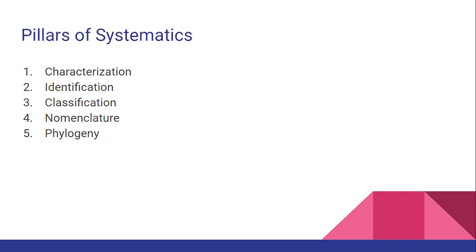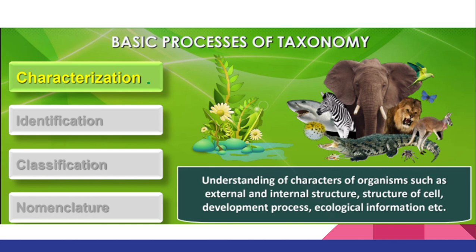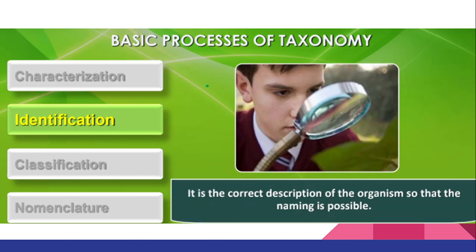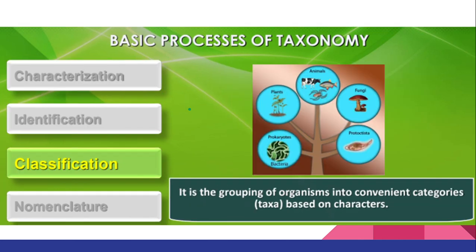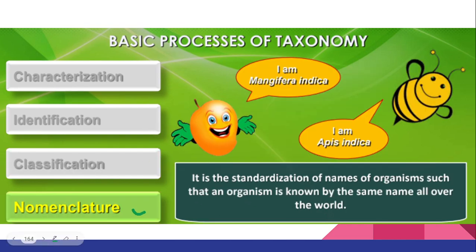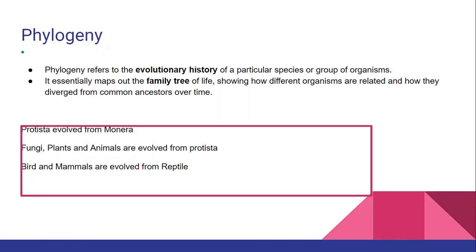Now, what are the 5 pillars or the process of systematics? We are already done with characterization, identification, classification and nomenclature, and the last one is phylogeny. That means it is additionally going to tell you about the ancestors, right? Now let's jump on to phylogeny.